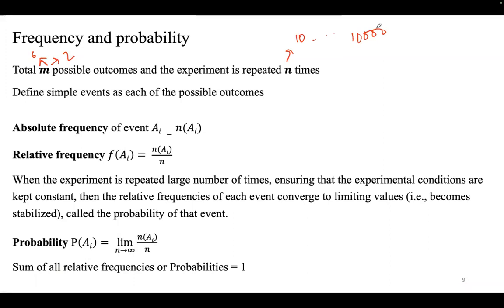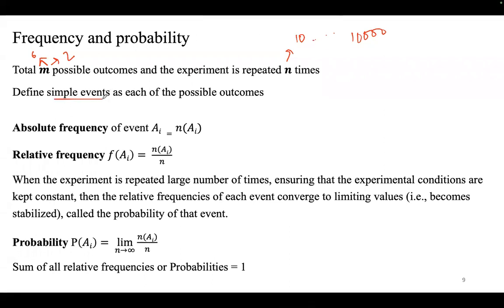Now, for each of the possible outcomes, you are defining simple events, right? For a coin toss, one of the events is head, one of the events is tail. For dice, one of the events is getting 1, getting 2, 3, 4, 5, 6, one by one. So you're defining simple events in that way.